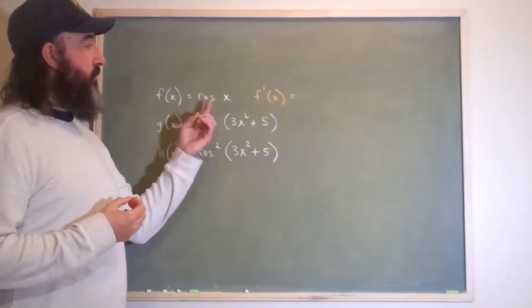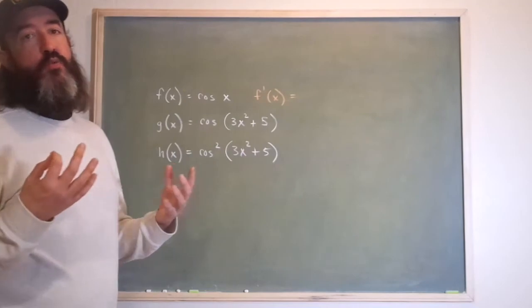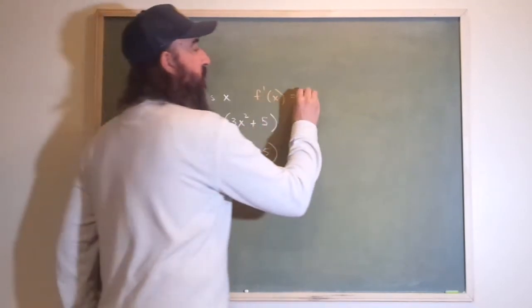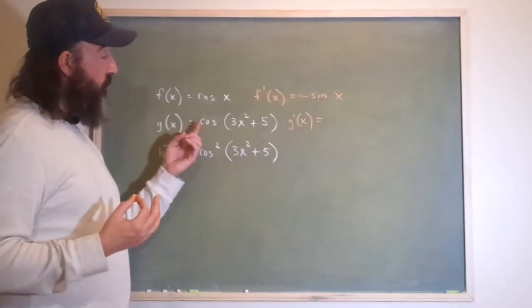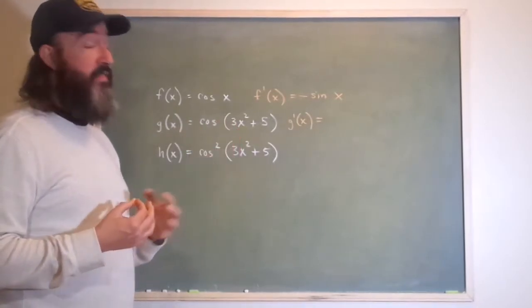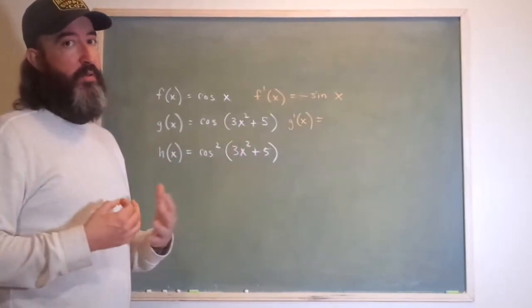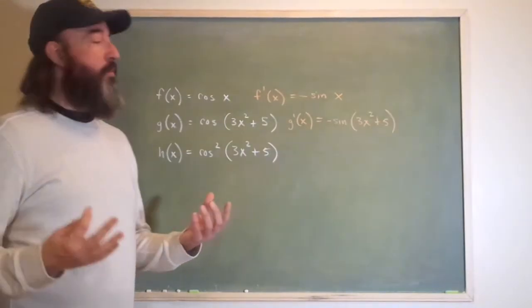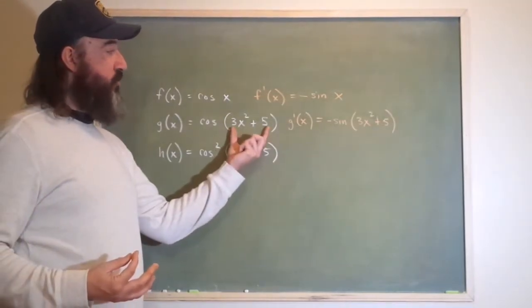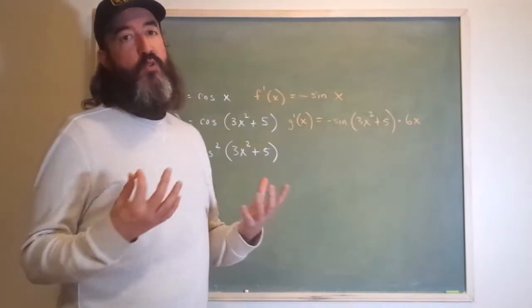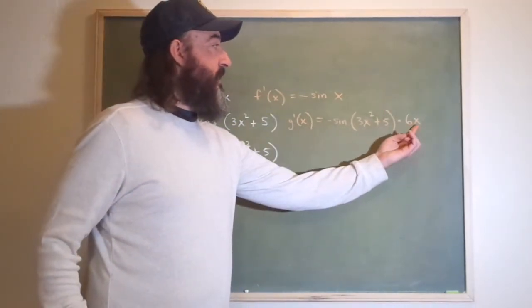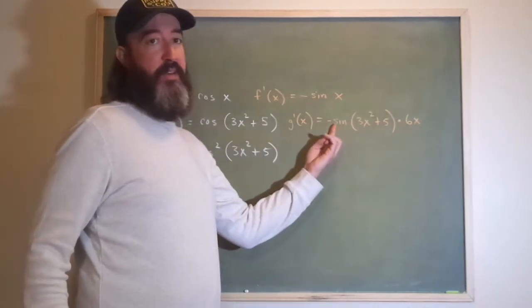Of course, the derivative of cosine is negative sine, so the derivative of cosine x is negative sine x. Well, that means the derivative of cosine 3x squared plus 5 is negative sine 3x squared plus 5. But we, of course, have to multiply that by the derivative of 3x squared plus 5. We need to multiply that by 6x. And this, of course, would be more properly written with the 6x in front of the sine.